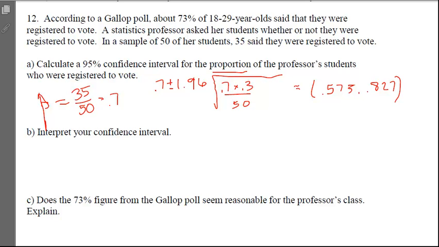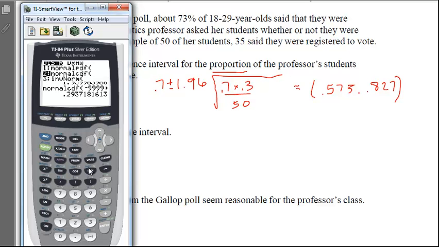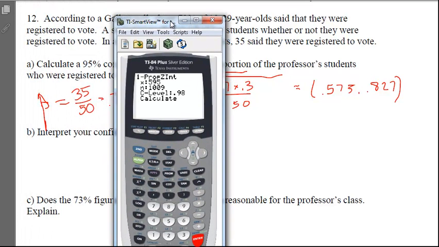Okay, and then if you prefer the calculator function, I can go to stat and then tests. For a confidence interval for proportion, it's letter A. So go down to letter A, hit enter, and then I just need to enter the correct information. My X is my count of successes, and so that's going to be 35. And then 50 is my sample size, and my confidence level is 0.95. And then I just hit calculate.